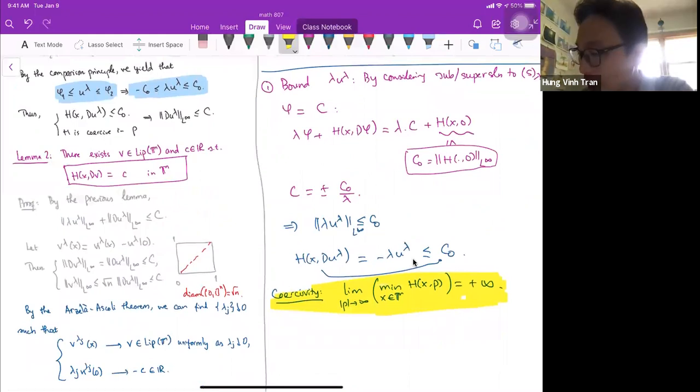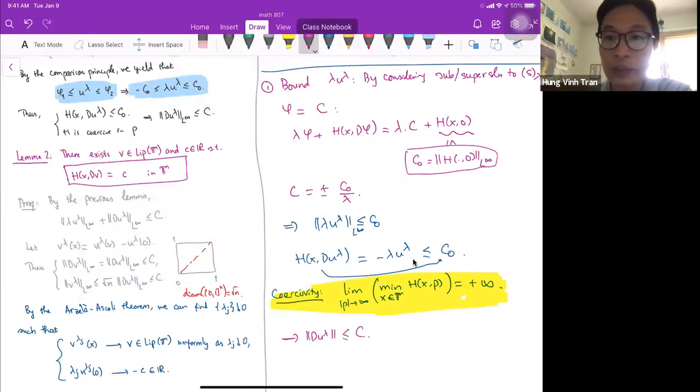In any case, because of coercivity, you would force that your gradient du lambda has to be bounded, right? Because if it were not bounded, then h of x du lambda would grow to infinity, right? So it has to be bounded, and the constant depends only on C naught, the Hamiltonian, and the rate of growth of the Hamiltonian. Okay, so that's that. So we have a priori estimates. And now with a priori estimates comes using a compactness result to pass the limit.